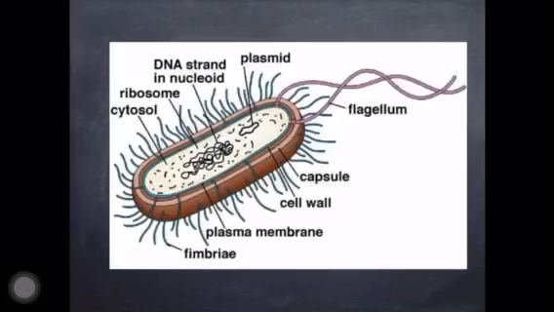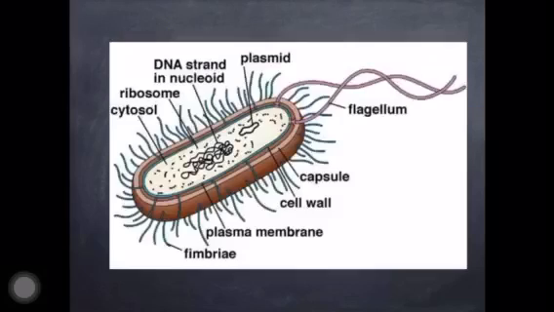It means deoxyribose nucleic acid, which is acting as a genetic material. It is found in the form of a chunk, in the form of a piece. So a piece of DNA, a chunk of DNA is called what? Plasmid. Here is the DNA strand in the nucleoid.